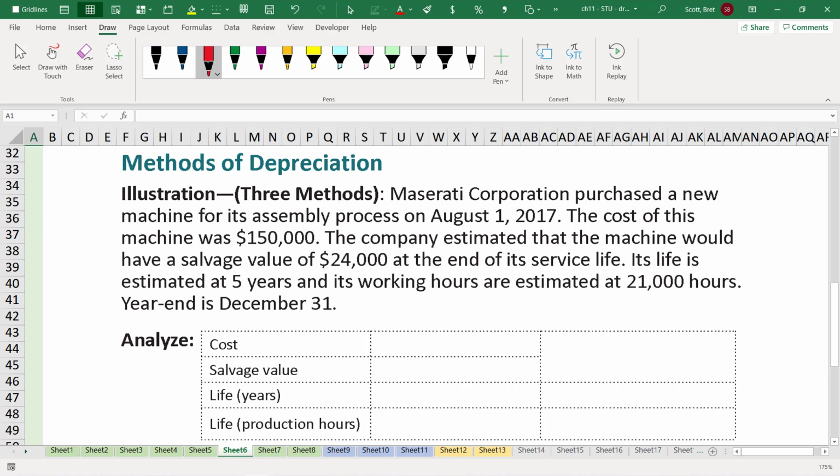So in this situation, company purchased a new machine for assembly on August 1st, 2017. This is a key date to focus on, right? So all of August, September, October, November, and December, assuming that we have a December 31st year end, you can tell right off the bat, 1, 2, 3, 4, 5/12 will be depreciated in the first year. The last year will be January all the way through July. That would be 7/12 of depreciation in the last year.